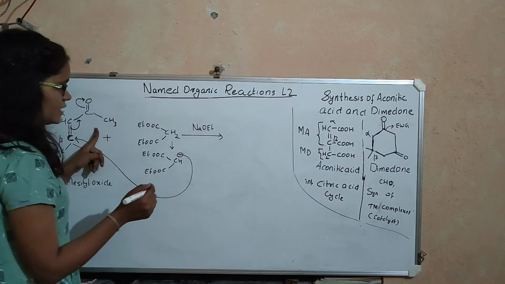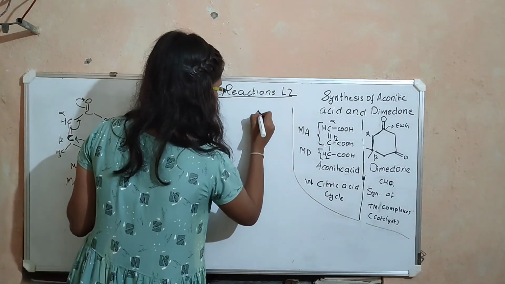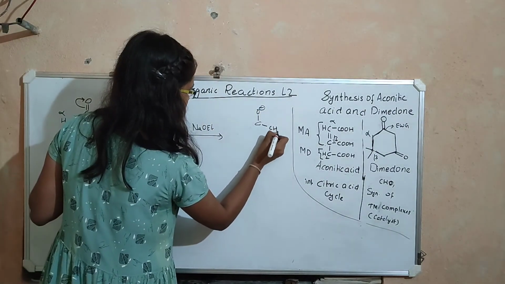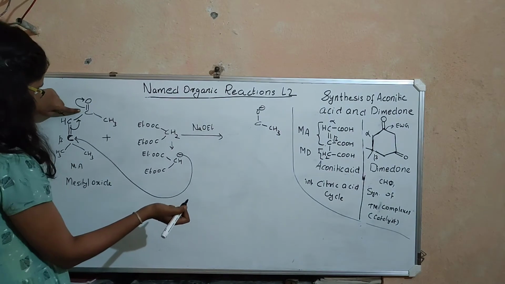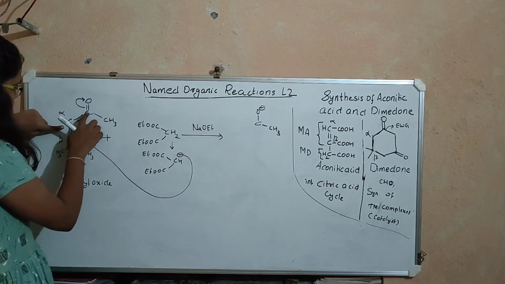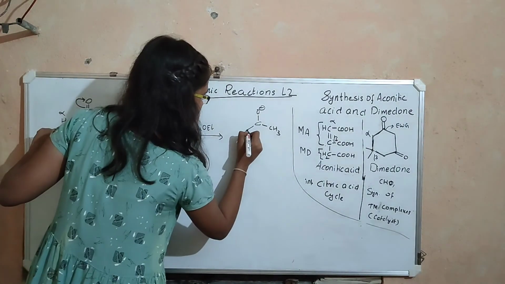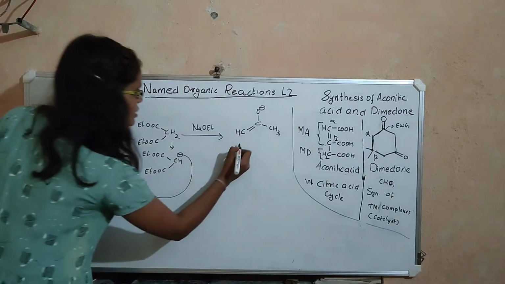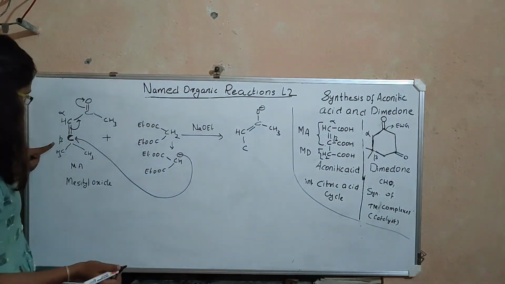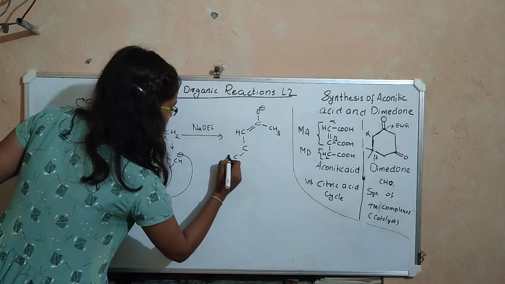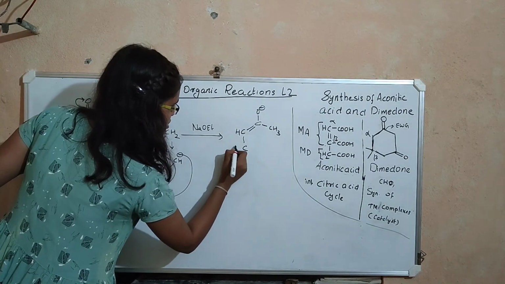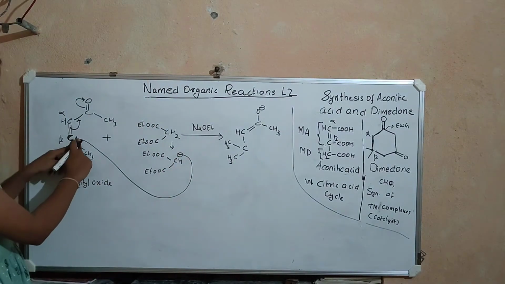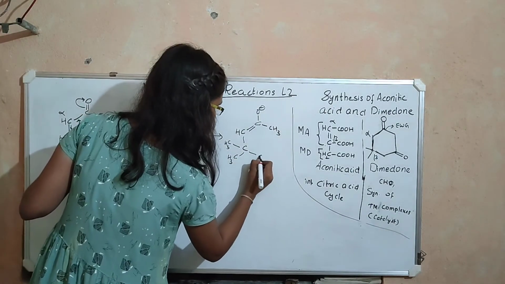So what you get is, here you get C double bond O minus, there is one CH3 here, and here you have a double bond between this carbon and this carbon, so you get double bond CH. Here it becomes a single bond C, CH3, CH3, and this carbon will attack this carbon, so you get C.